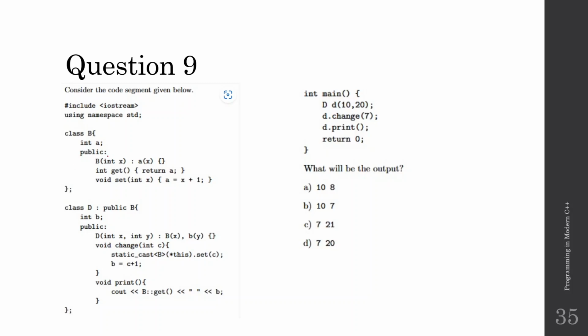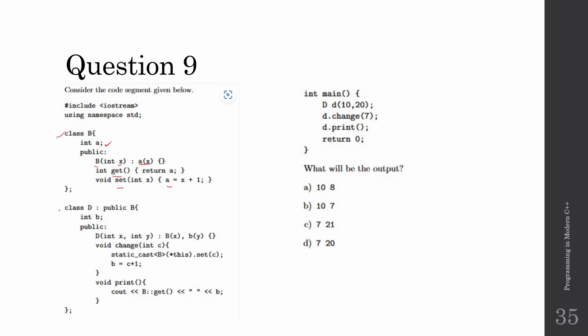Okay, then in this question we have class B with one data member A, and then we have a constructor B which takes X and sets the value of A to X, and then we have a get function which returns A, and we also have a set function which sets A to X plus 1.